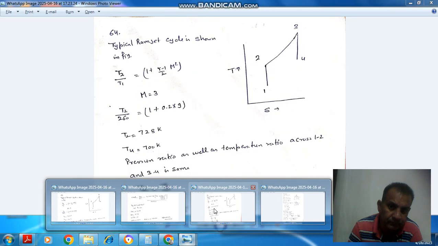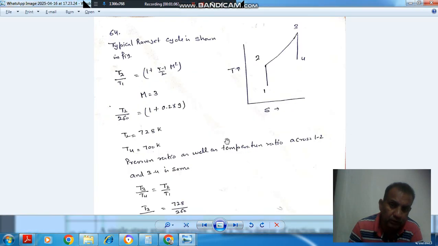So this is your typical ramjet cycle. 1-2 is your inlet intake, 2-3 is your combustion, and 3-4 is your expansion process, or nozzle, you can say nozzle.